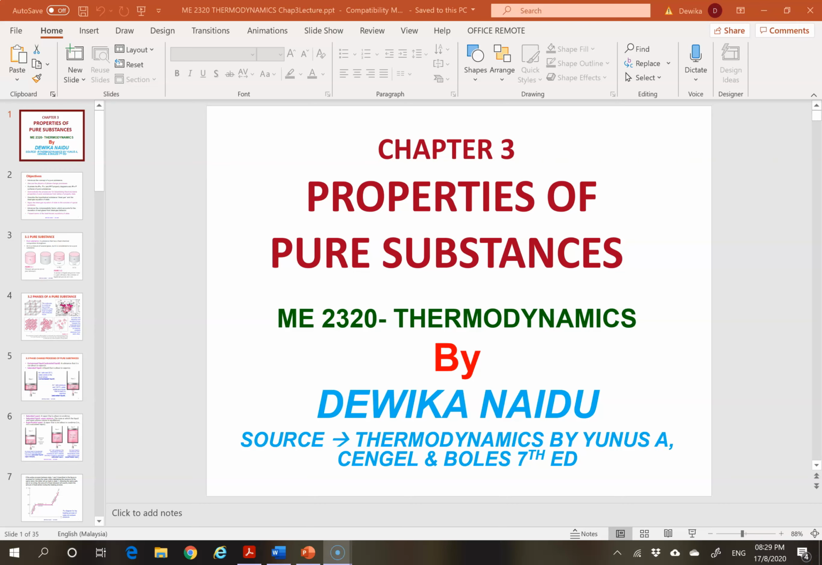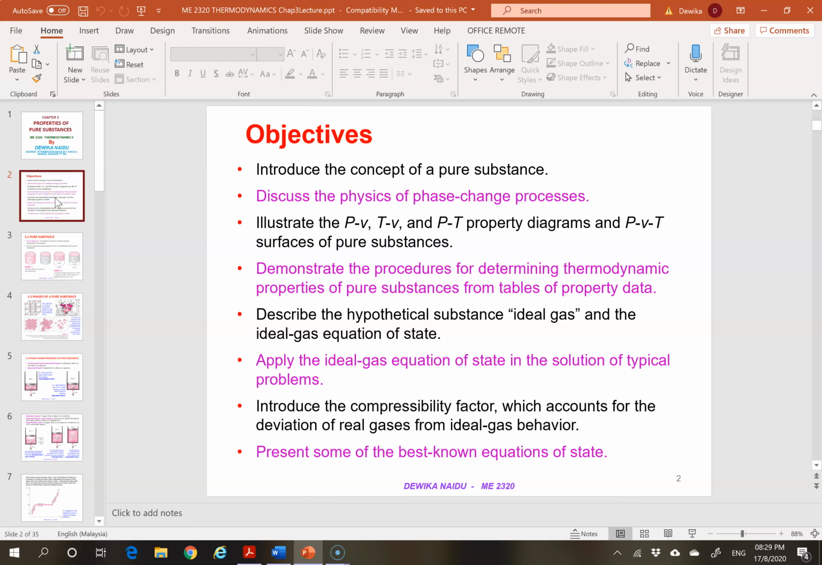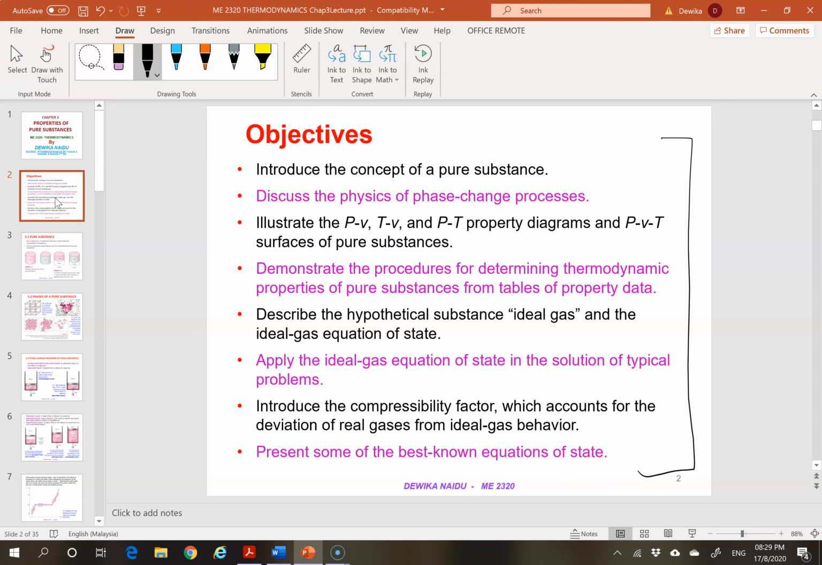Welcome to chapter 3, Properties of Pure Substances. So this is the objective of this chapter. At the end of the lesson, you should be able to achieve all these points that are written down here. You can just go through them by yourself.